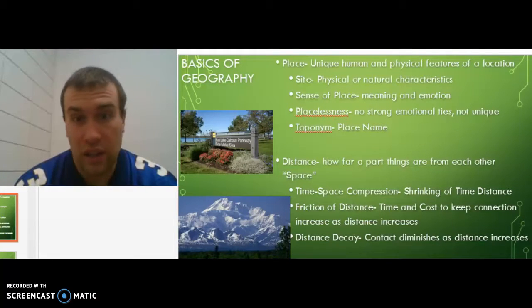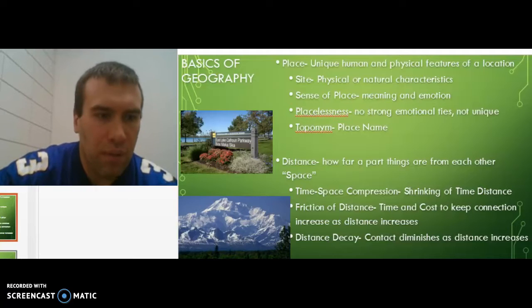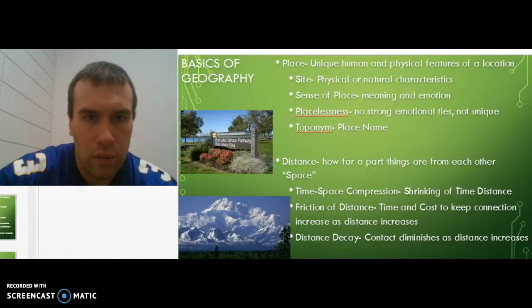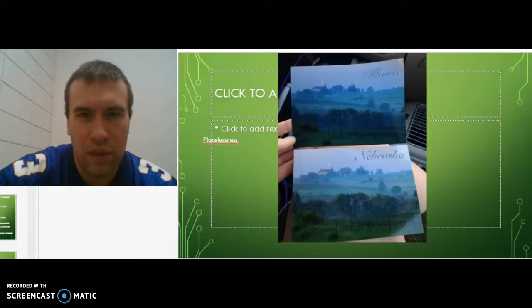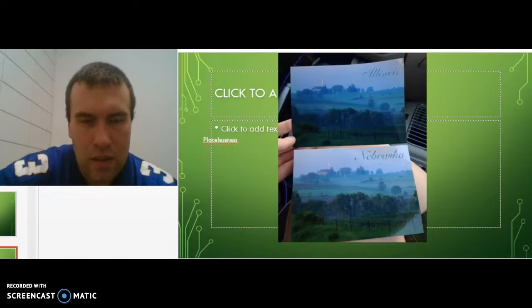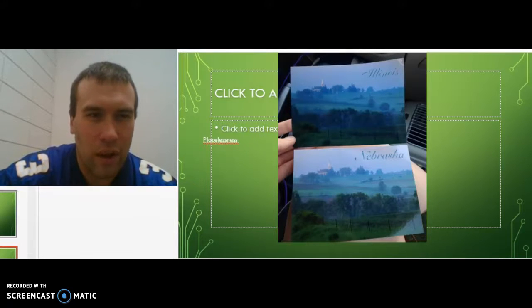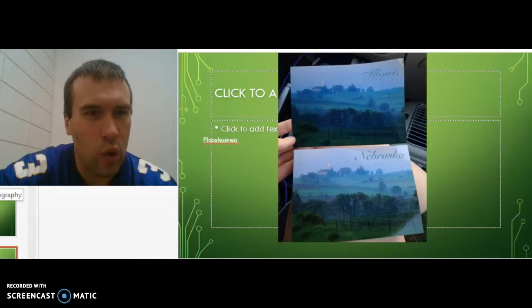So there are things like that. And then there are also places that have placelessness, such as this place. This is a perfect example of placelessness. You should be able to look at that card and figure out what's going on there. So when we look at place, what we're really going to talk about a lot is what comes with a location.